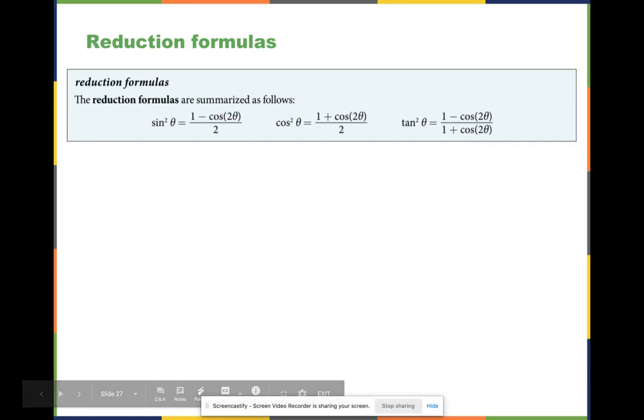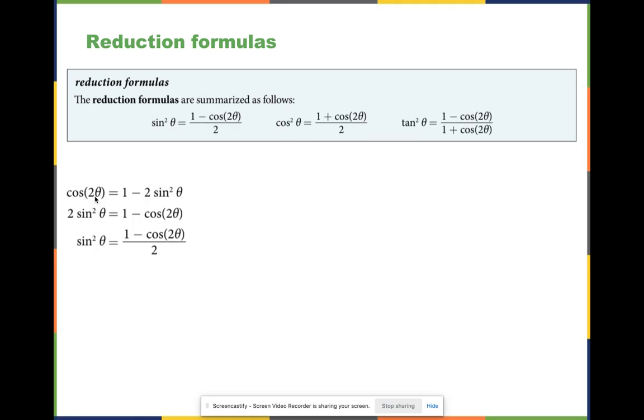We've got another set of formulas that we're going to use, again on your formula sheet, the reduction formulas. Here they are: sine squared of theta, cosine squared of theta, and tangent squared of theta. Let's look at what we get on the other side. Here we have a cosine of 2 theta, a cosine of 2 theta, and a cosine of 2 theta. They're all in terms of cosine of 2 theta, with things slightly different around them. So let's just look where they came from.